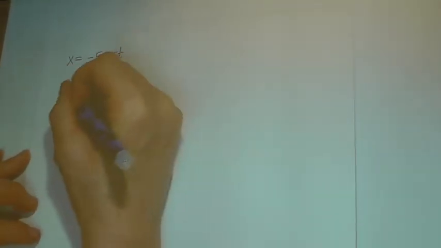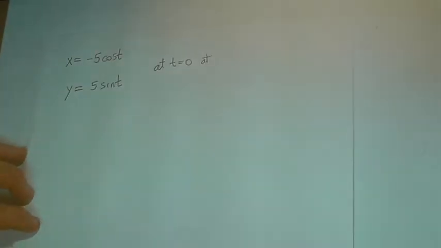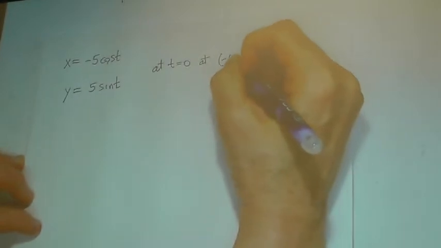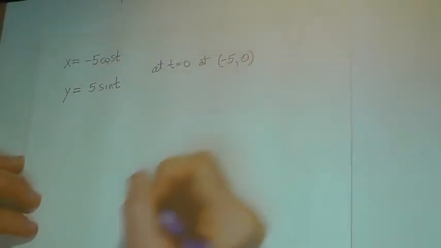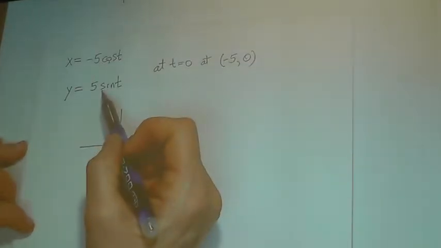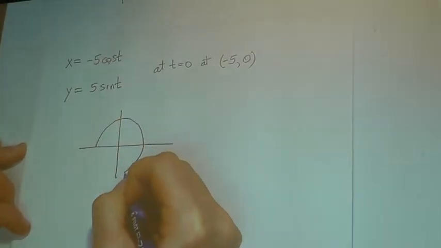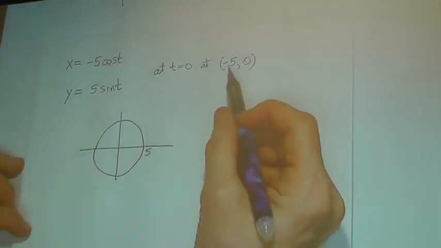If I look at x equals minus 5 cosine of t and y equals 5 sine of t, at t equals 0, well, cosine of 0 is 1, so I'm at the point minus 5, sine of 0 is 0, so I'm there. In this case, I have a circle of radius 5. I'm starting out here.